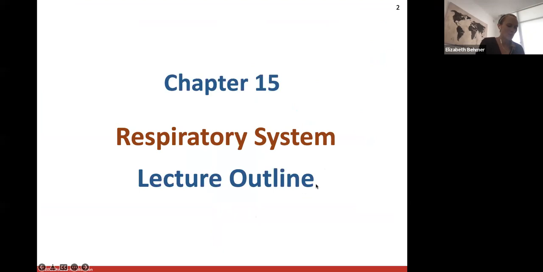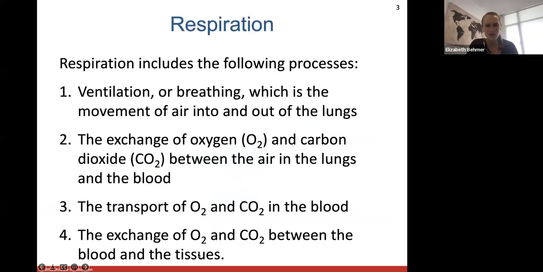So your respiratory system, we're working our way through the body's systems now, and we're in our respiratory system. And respiration involves the following processes: ventilation or breathing, which is moving air into and out of the lungs, the exchange of oxygen and carbon dioxide between the air in the lungs and the blood, the transport of carbon dioxide and oxygen in the blood, and then the exchange of oxygen and carbon dioxide between the blood and all of your body's tissues that need it.